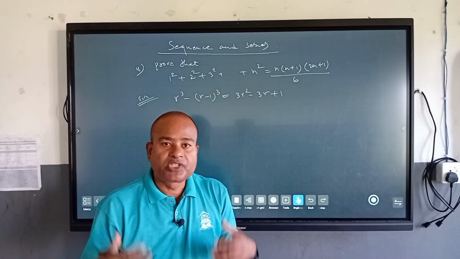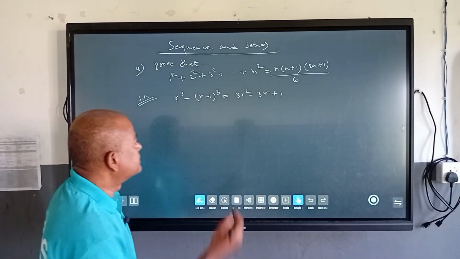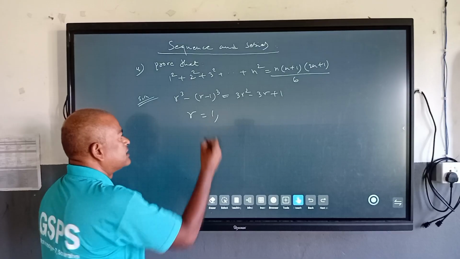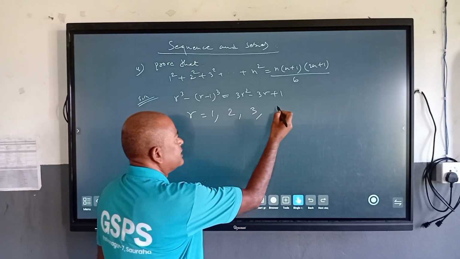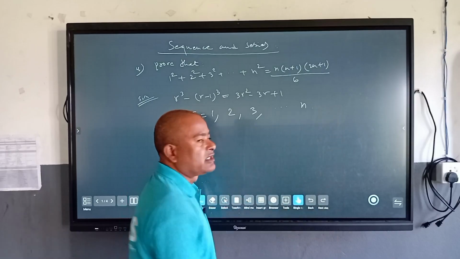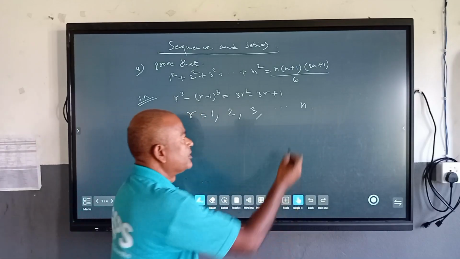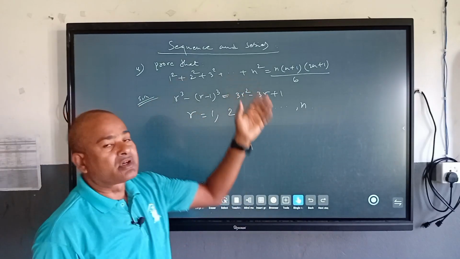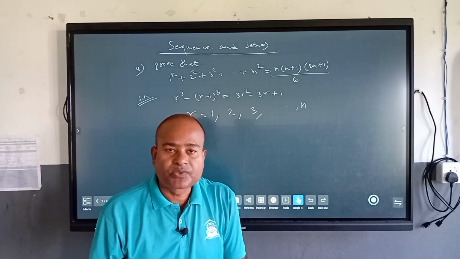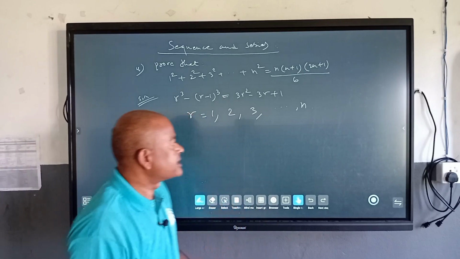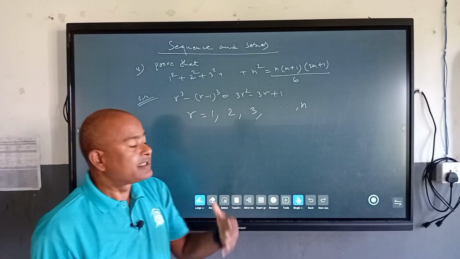Dear students, now we are going to put the value of r. We'll put the value of r as 1 at first, then we'll put 2, 3, and at last we'll put the value of r equals n. Because the total number of terms is n, we are going to find the sum of the squares of first n natural numbers, that means the number of terms is n.